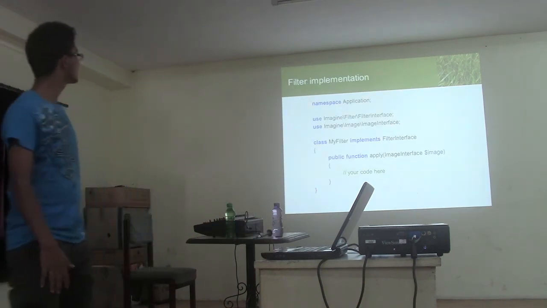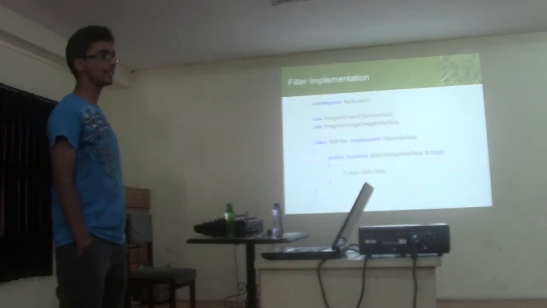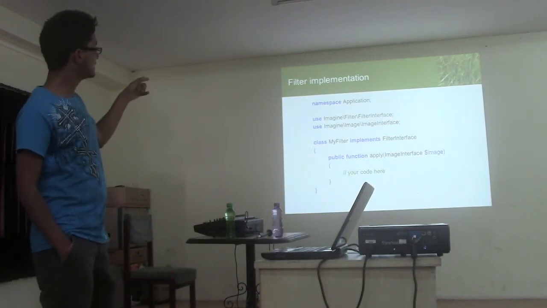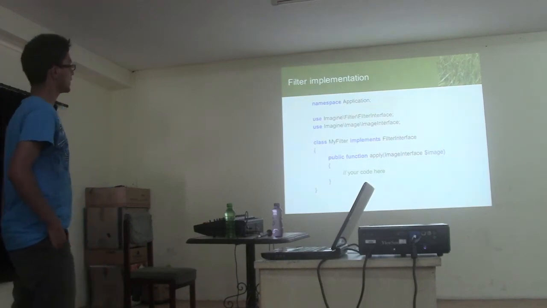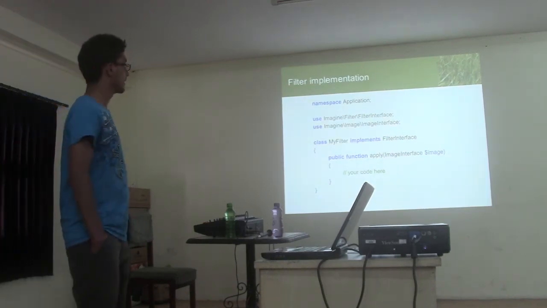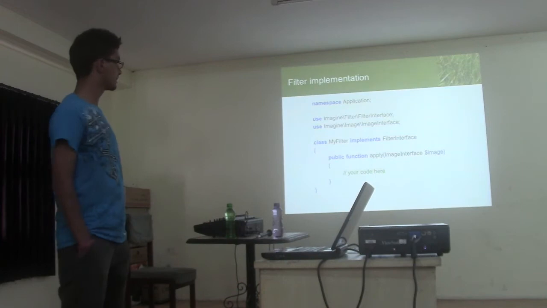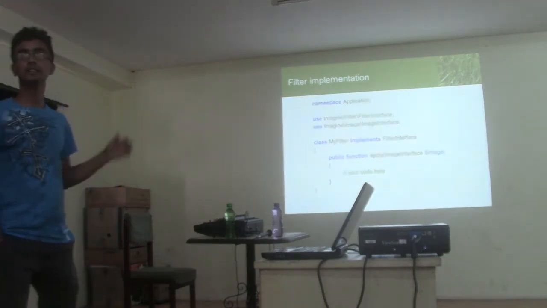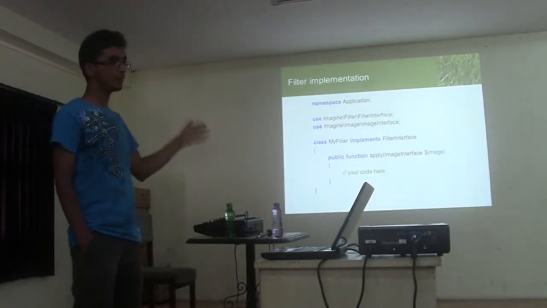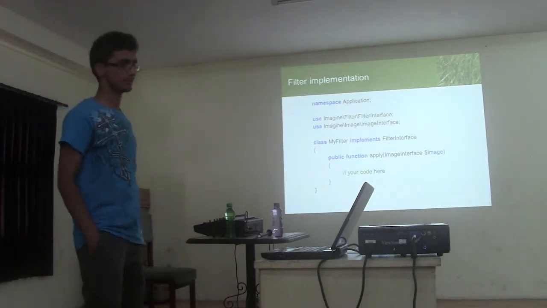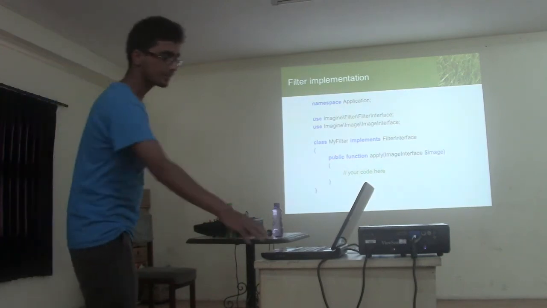This is a filter implementation. Filter is any class in Imagine that implements the filter interface. You can see here my filter implements the filter interface, and the filter interface only defines one method, that is apply, which receives an image as its sole argument. So within that apply method, this is where you define all your image manipulation code. This is where you define what you want to do with an image. This helps to write highly object-oriented code.